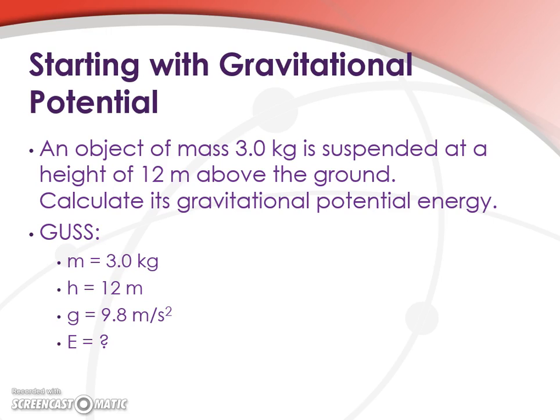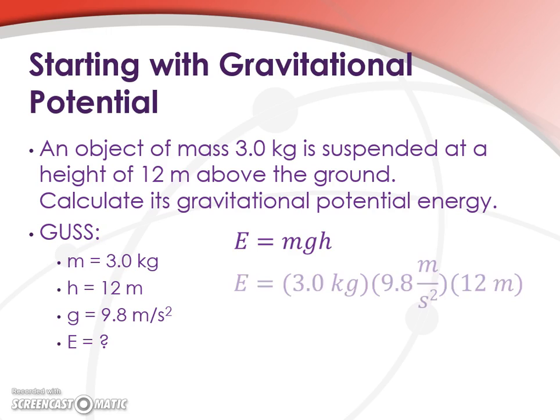So we can do our familiar process. Remember that energy equals mass times g times h. We can substitute in, and it's a pretty trivial exercise, to find out that we get a number of 350 joules. The gravitational potential energy of our object is 350 joules.